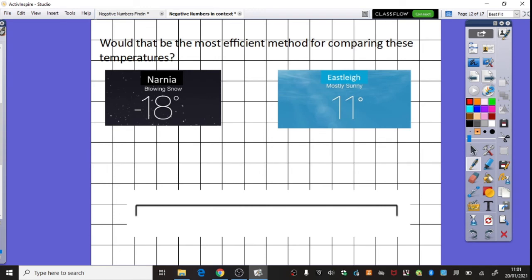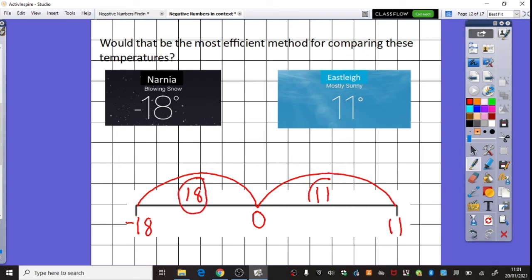What would be the most efficient method of comparing these temperatures? Well, actually it's using that blank number line again, isn't it? So we've got -18 and we want to get to 11 to find the difference between the two. So we use our 0 as our marker to get to, and then 0 to 11, we've got 11.